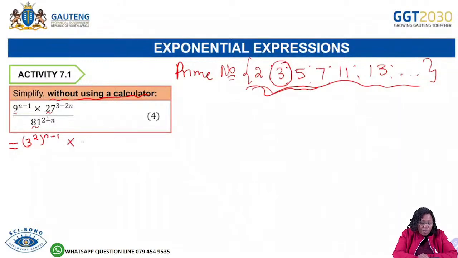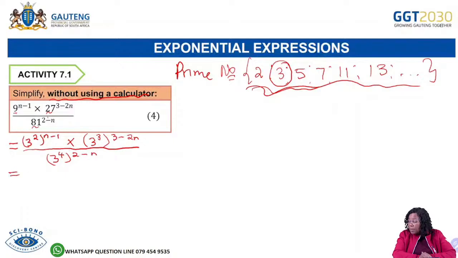Multiply, we can write 27 as 3 to the power 3, and then we keep the exponent that was there initially. And then 81, we can write it as 3 to the power 4, and then we have the initial exponent there.